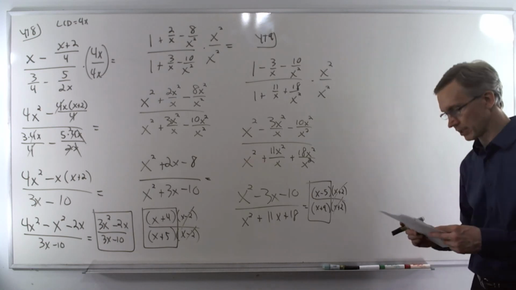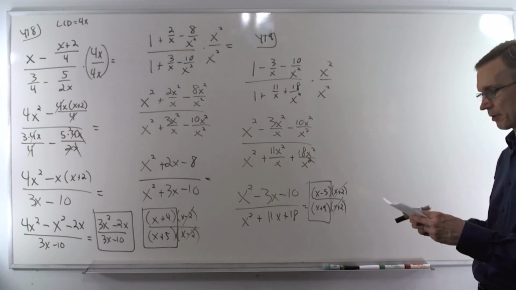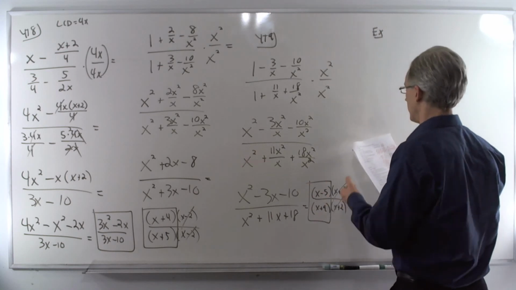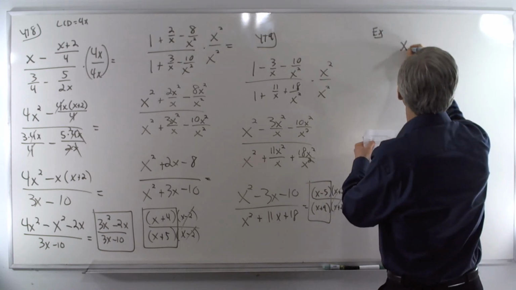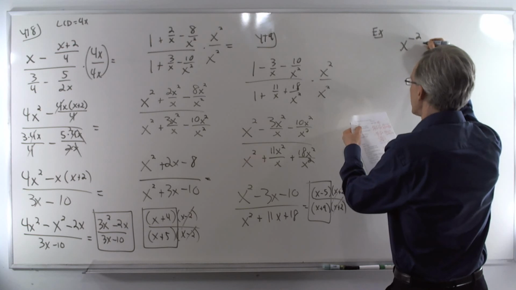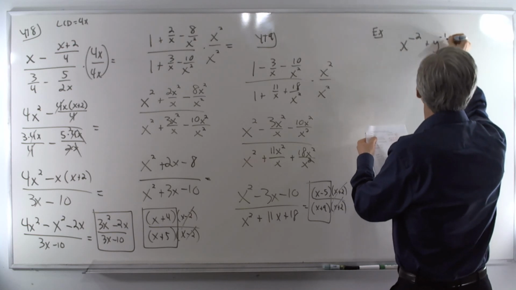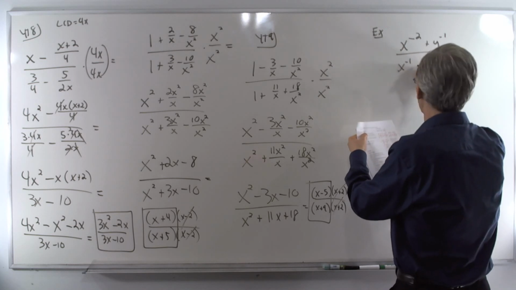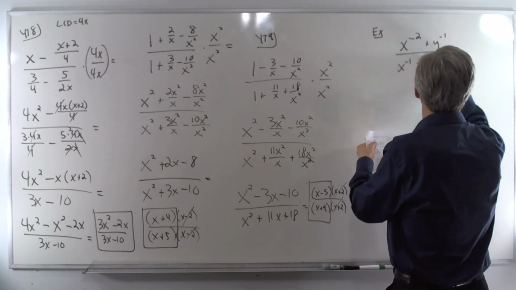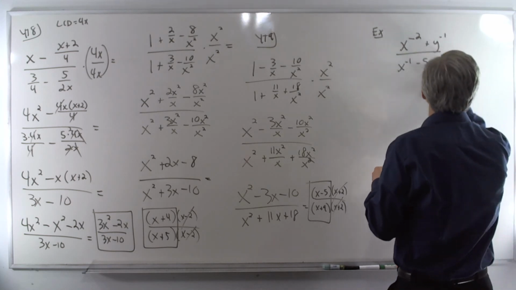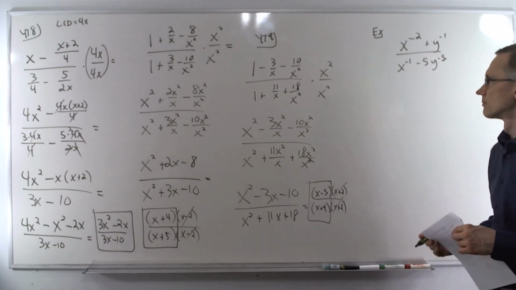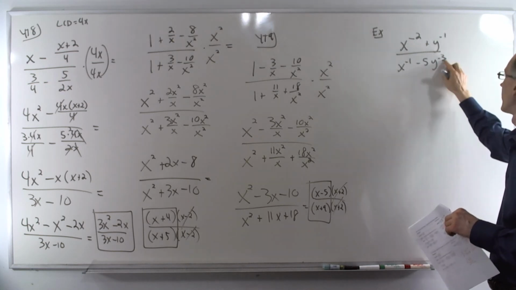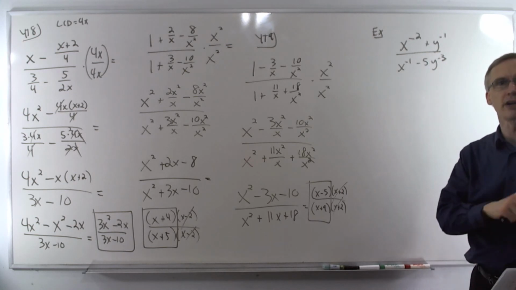Now this technique is really useful for removing negative exponents. So next example. x to the negative 2 plus y to the negative 1 over x to the negative 1 minus 5y to the negative 3. So just like we can remove all the fractions at once, here we can remove all the negative exponents at once. Take one operation to do it.